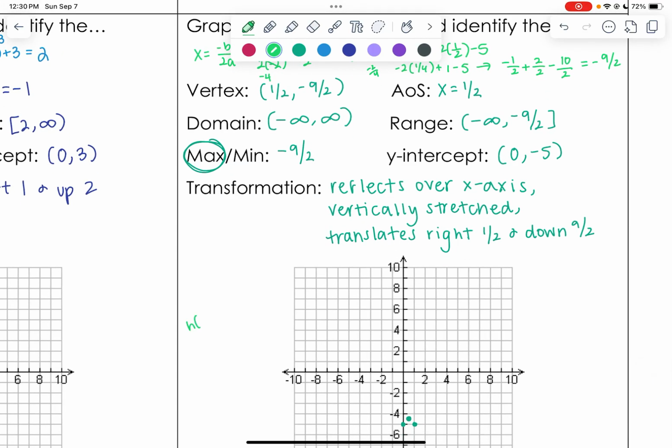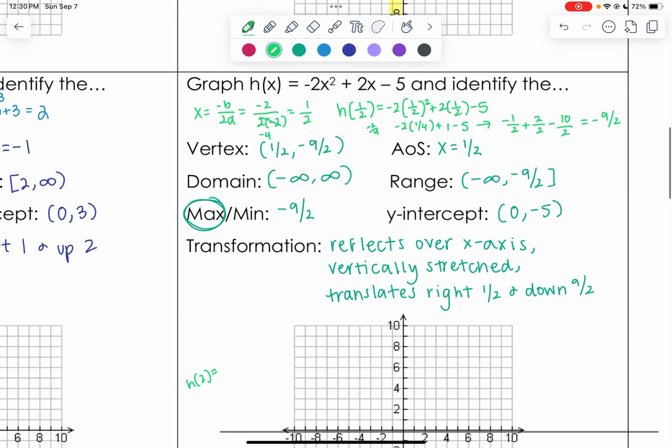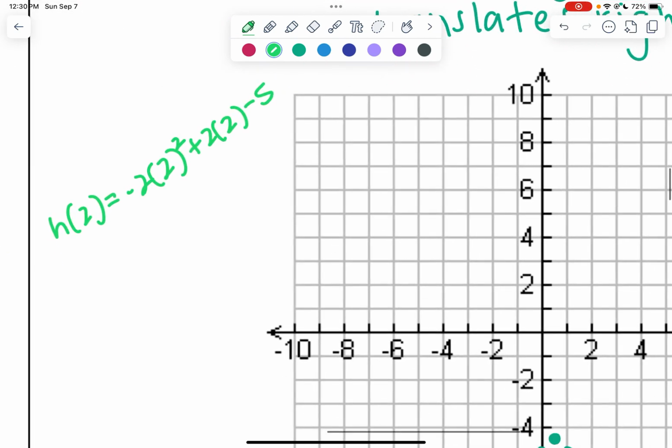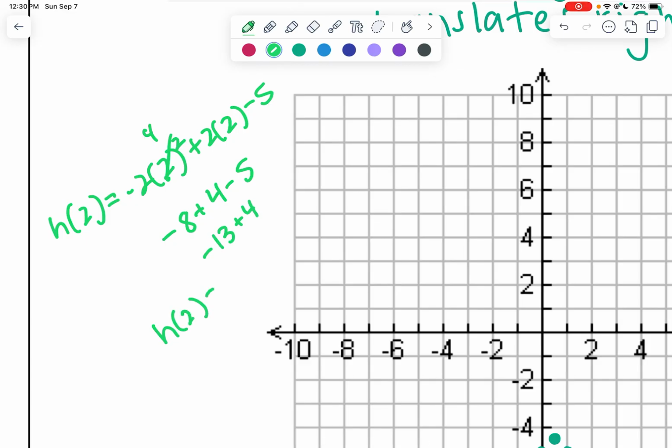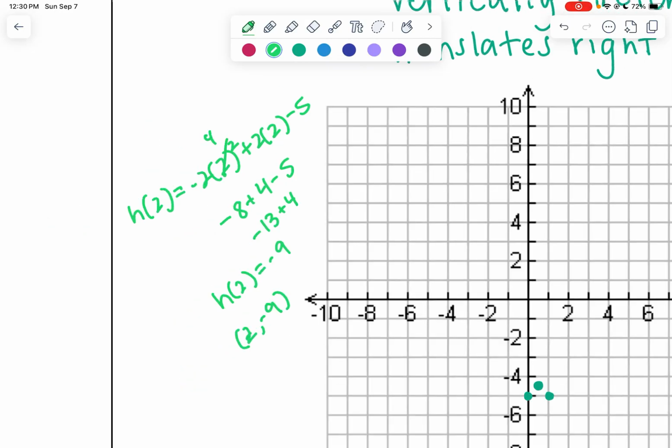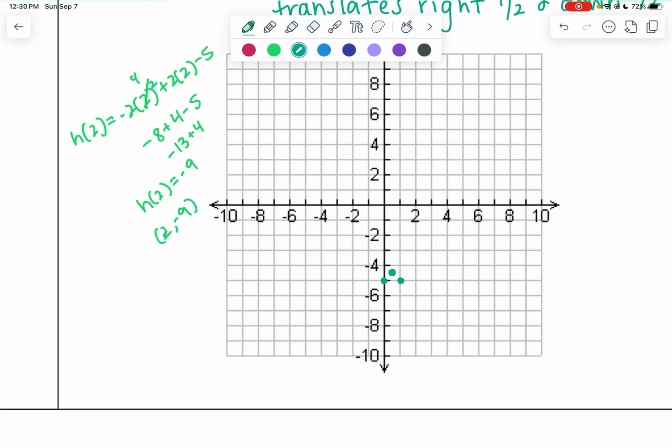So I'm going to do h of 2 equals -2 times 2 squared plus 2 times 2 minus 5. So -2 times 2 squared, that would be 2 squared is 4. That would be -8 plus 4 minus 5. -8 minus 5 is going to be -13 plus 4 would make h of 2 equal -9. So your next point is going to be 2, -9. So 2, -9 would go here.